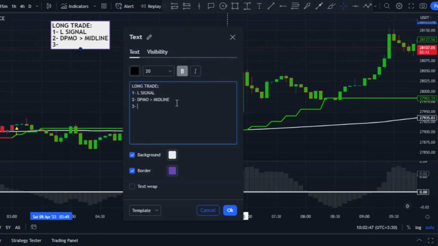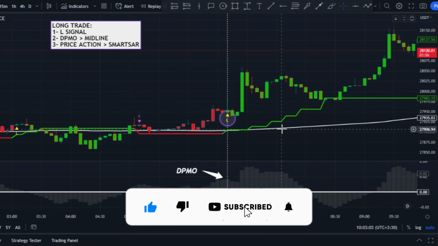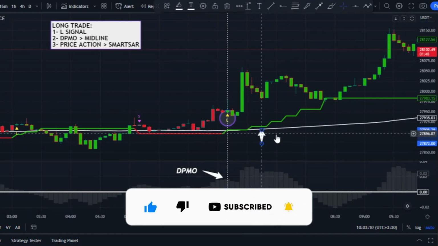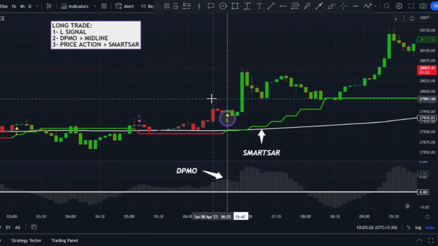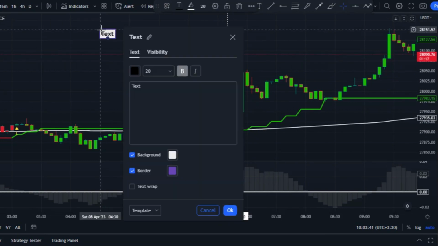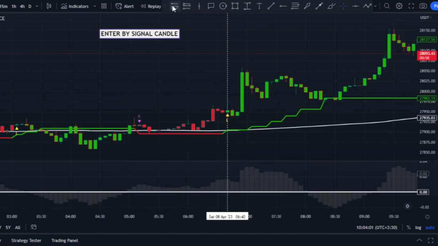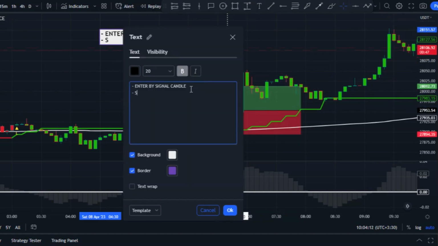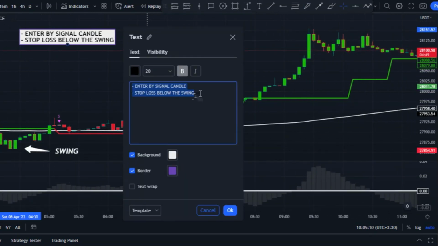Finally, to confirm the signal, the candlesticks should be above the Smart SAR indicator. If all these conditions are met, the long signal is confirmed, so we can enter a long trade when the signal candlestick closes. Then place your stop loss below the swing low. And consider the risk-reward ratio of 1 to 1.5 for your target.